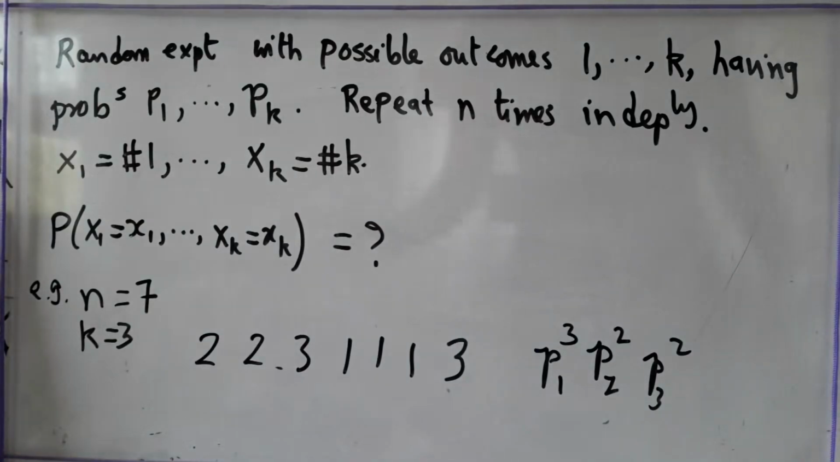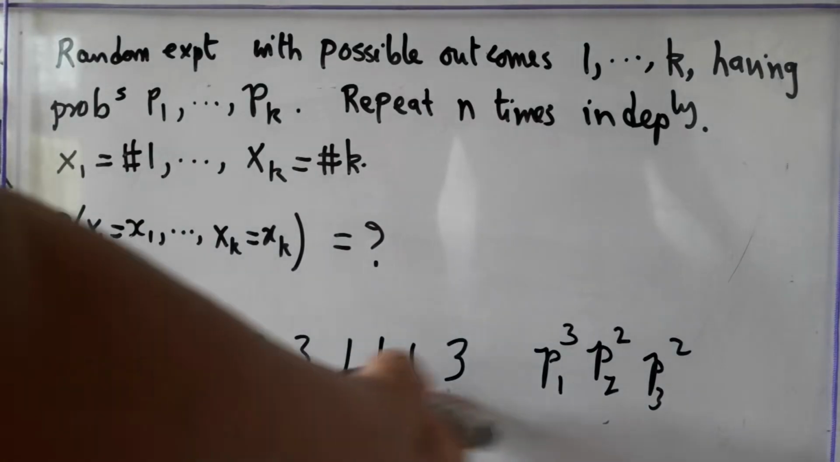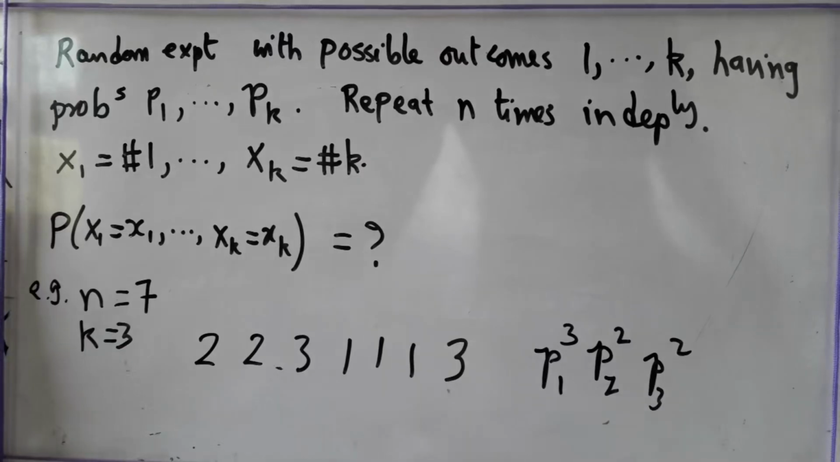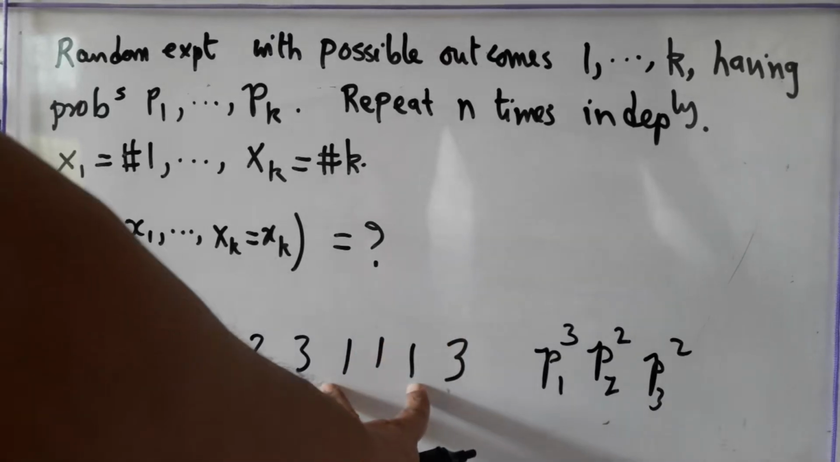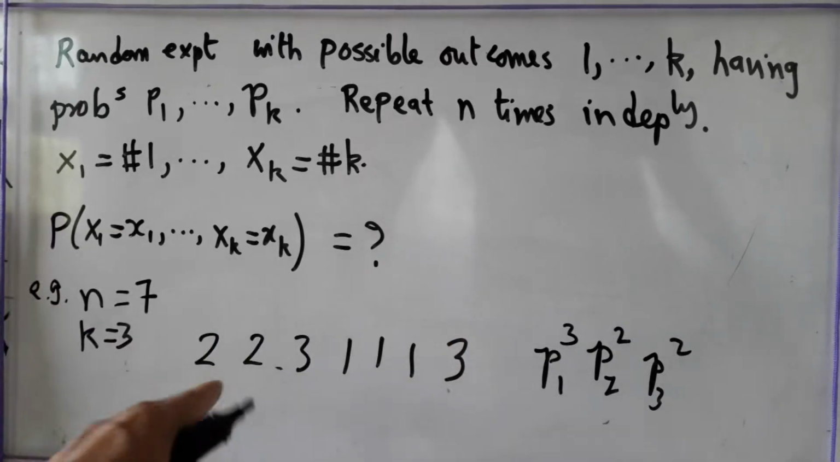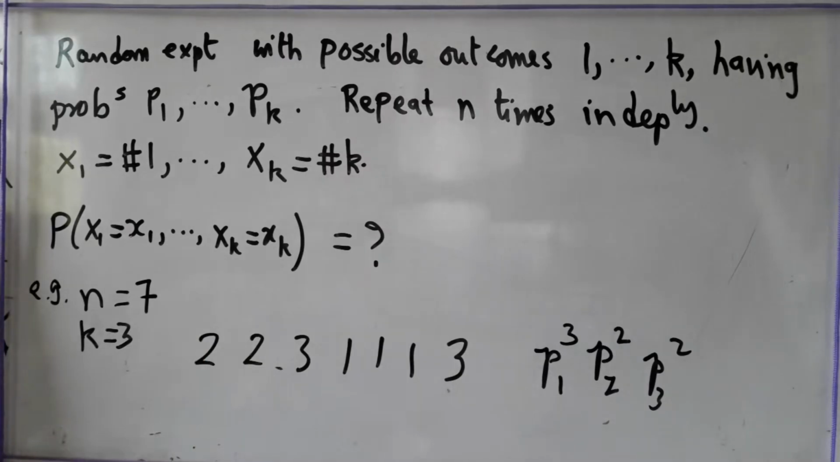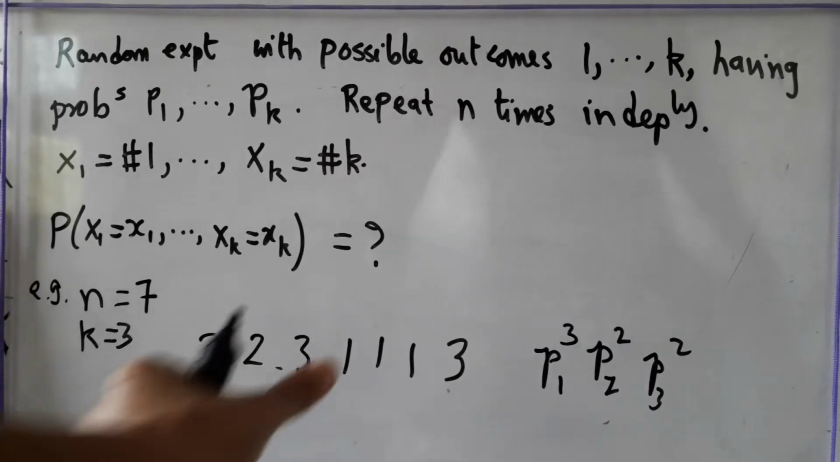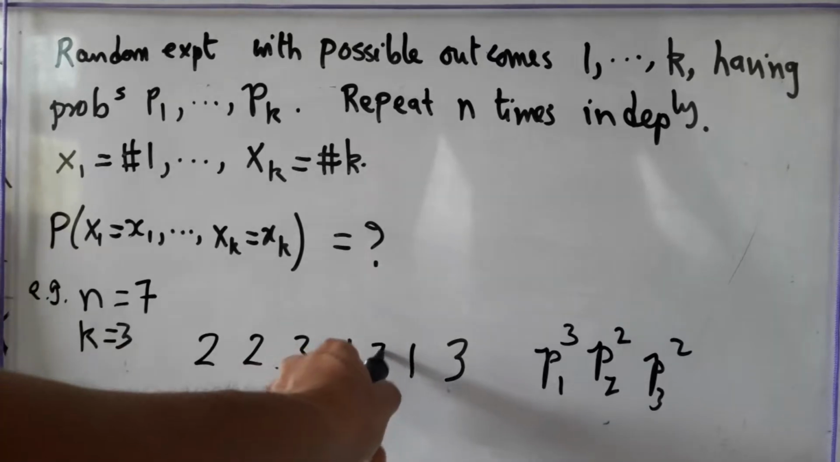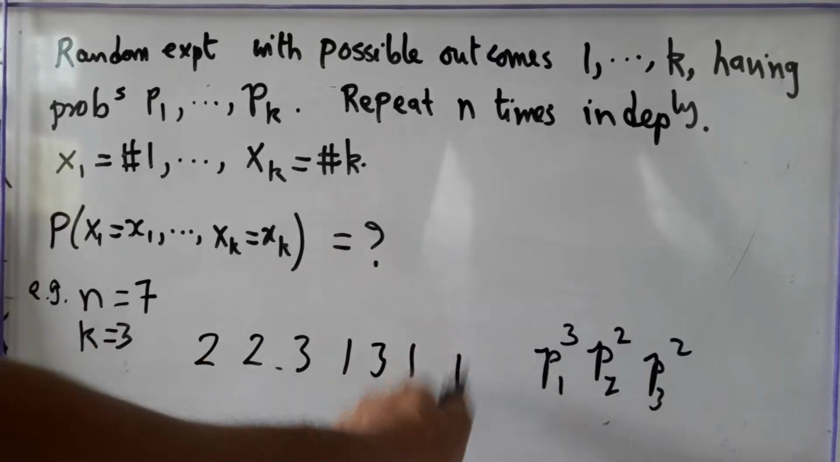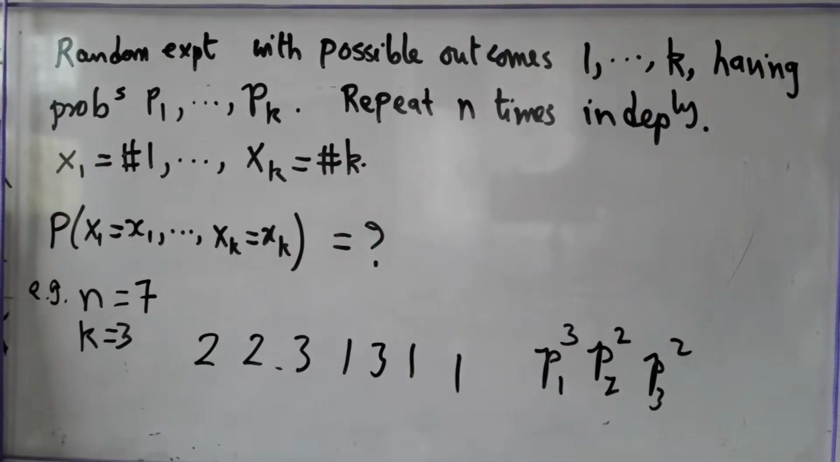But no one told me that I got them in this particular order. All that I know is that there are 3 1s, there are 2 2s, and there are 2 3s. So it could very well be that this one was a 3 and this was 1. That also has the same probability. So how many possible such things are there?